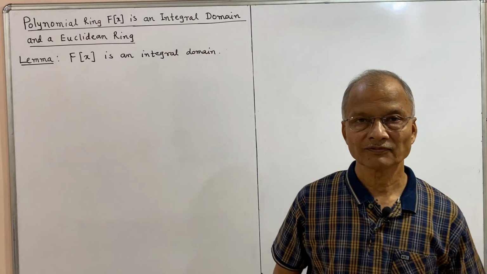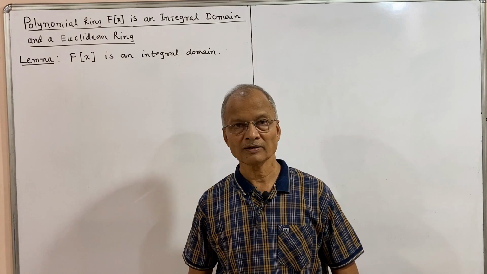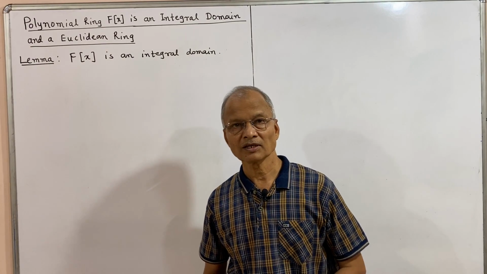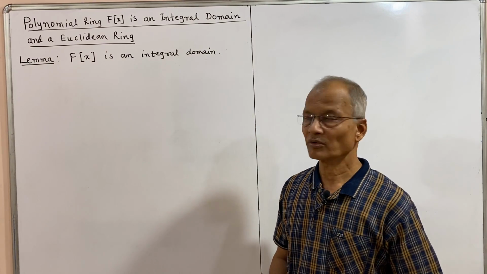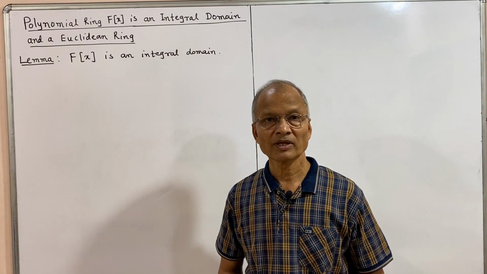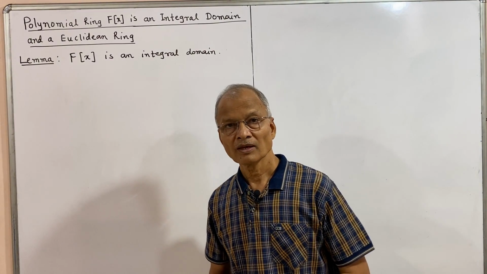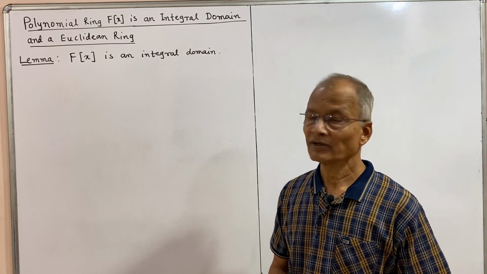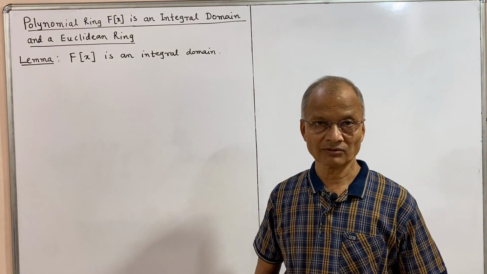Hello dear friends, welcome to a lecture on ring theory. In this lecture, we shall study two results regarding polynomial ring. Earlier we have defined polynomial ring and we have proved a result that a polynomial ring F[x] over a field F is a commutative ring with unit element.